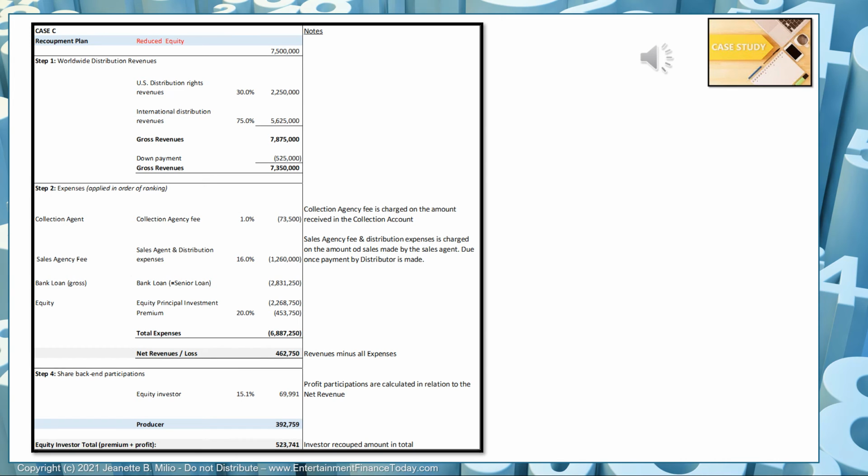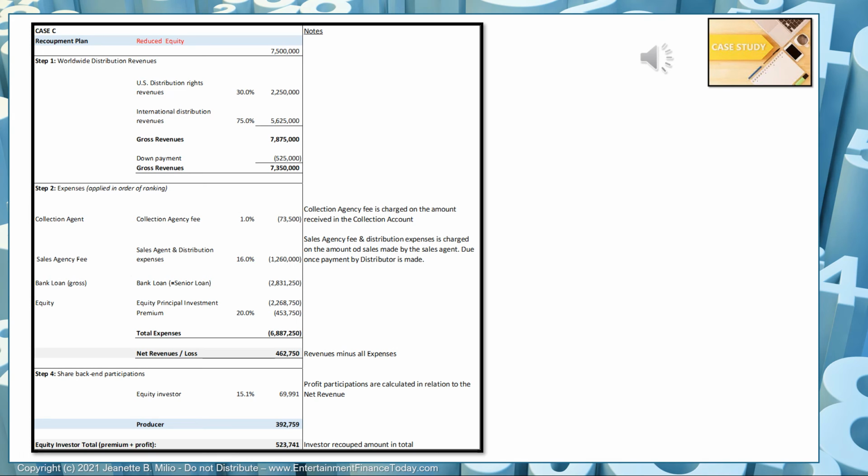The international distribution rights revenues from all the international buyers outside of the US also have come to fruition, as we have established in our worst case scenario at 75% of the budget. And we indeed sold all the rights to international buyers and received $5,625,000. So altogether, we have received the $7,875,000 that we have projected. We have to now deduct again the down payment because we already received this amount.